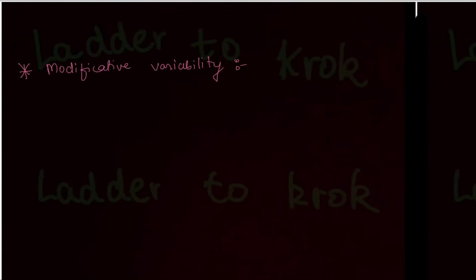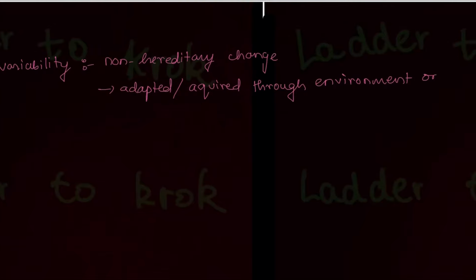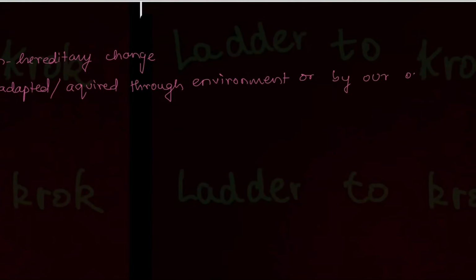Now modificative variability is not inherited genetically. So first write down: non-hereditary change. That means it is not passed on genetically, okay? It is acquired by ourselves. So it is adapted or acquired through environment or by our own activity.